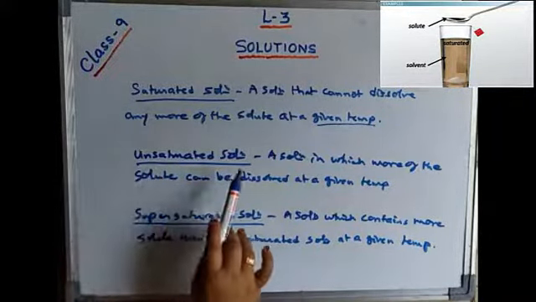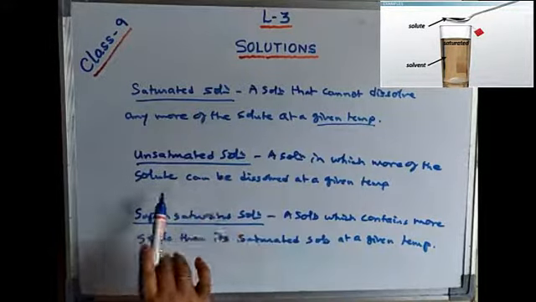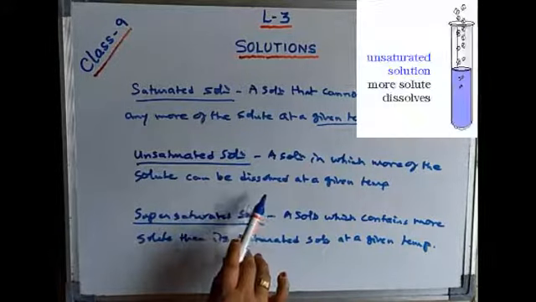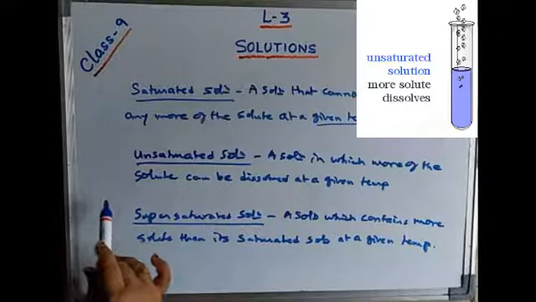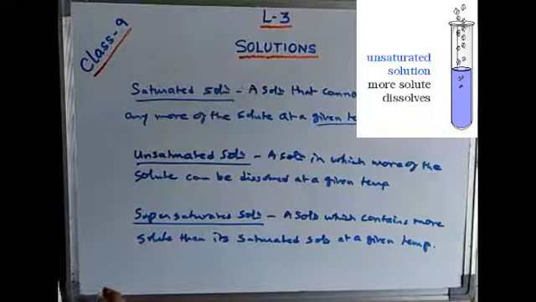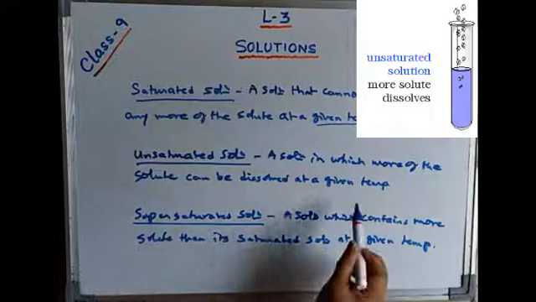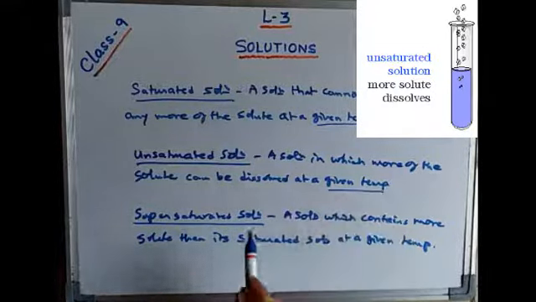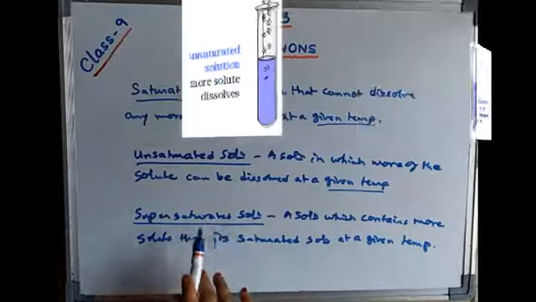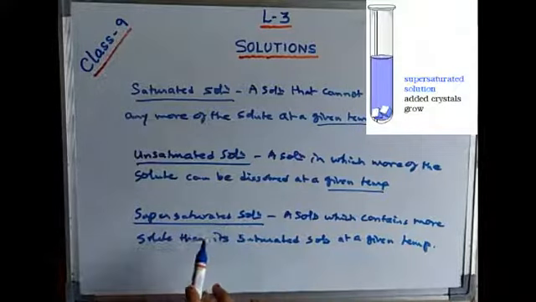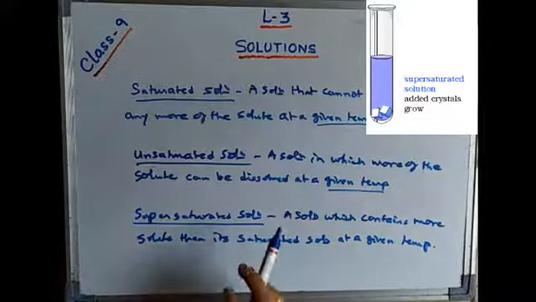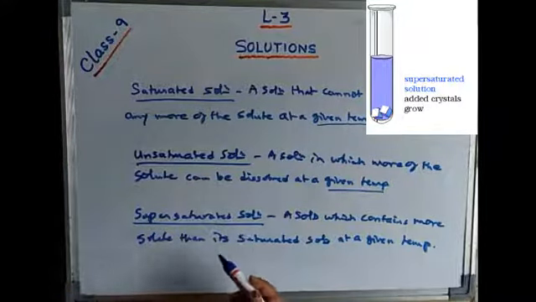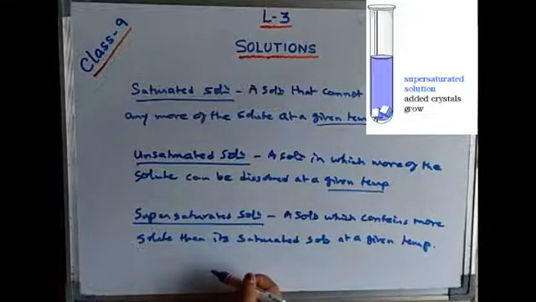Now, what is unsaturated? A solution in which more of the solute can be dissolved. I told you that it can take 7 grams, but I have added only 4 grams to it at a given amount of solvent at a given temperature. Okay. Now what is a supersaturated solution? It means we have added more than the saturated amount. It got saturated, but after that we added more solute, which remains undissolved and is kept in the bottom of the vessel.